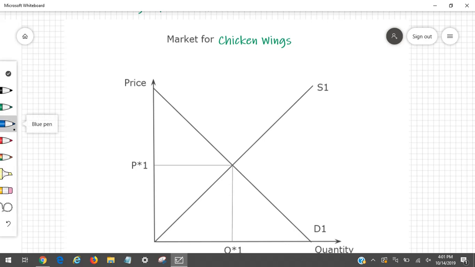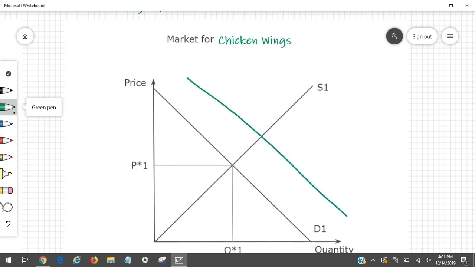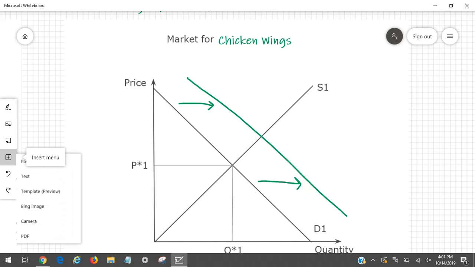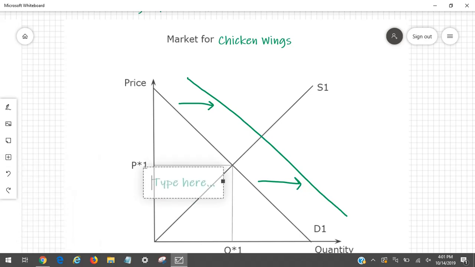So this is going to be, stay consistent, and I'll use green. I'm going to draw a new demand curve somewhere to the right of my old demand curve, increasing demand, shifting it to the right. Okay, so here's my new demand curve, T2, shifted to the right.